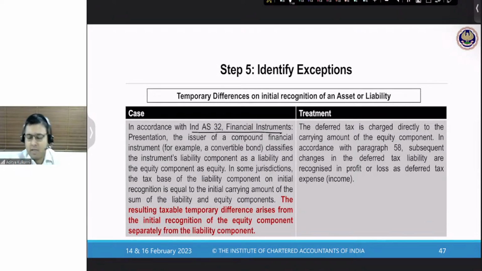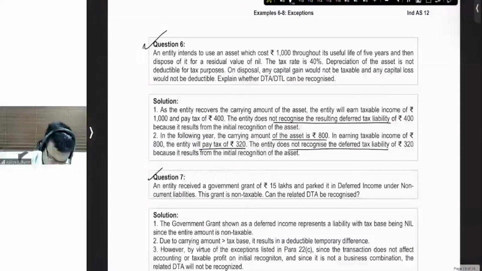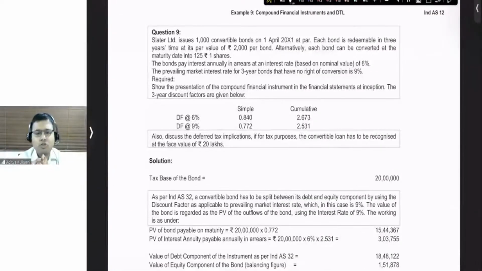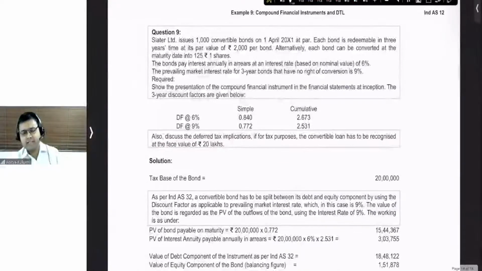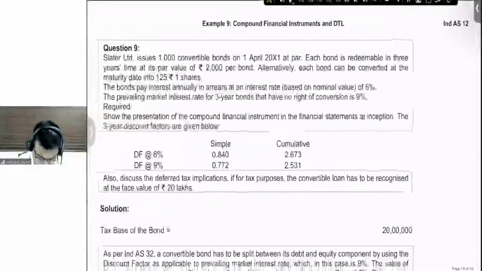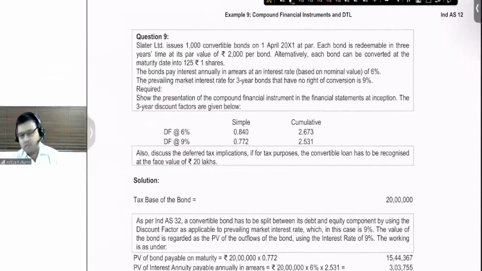Let us understand this with the help of this extra question. Please note, this question is not there either in the study material, neither is it there in the RTP, nor I think it has been asked in the examinations. But it is just put in here for you so that you get an understanding of how the accounting is going to happen. It's a very beautiful question. Please pay attention to this. It's very interesting, and it will solve all our difficulties.